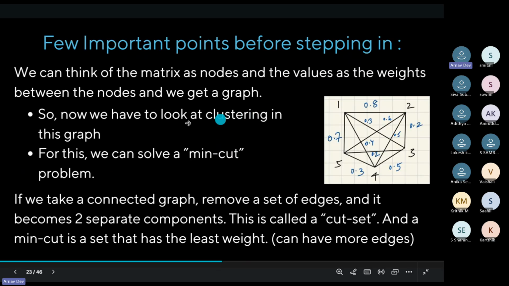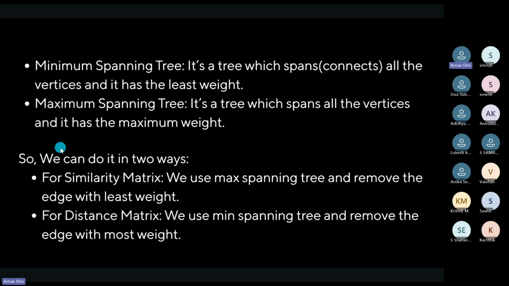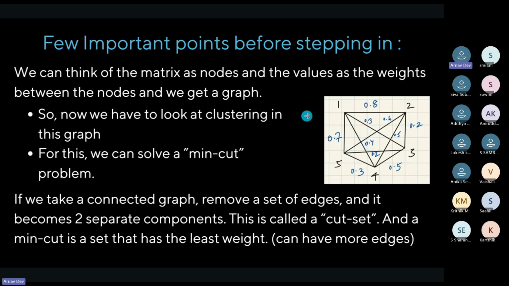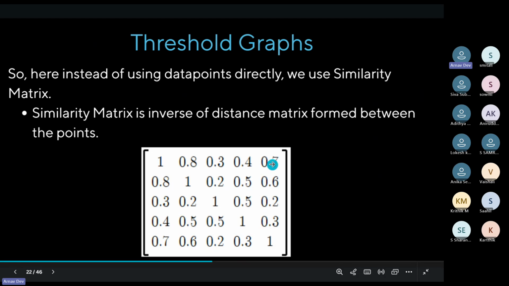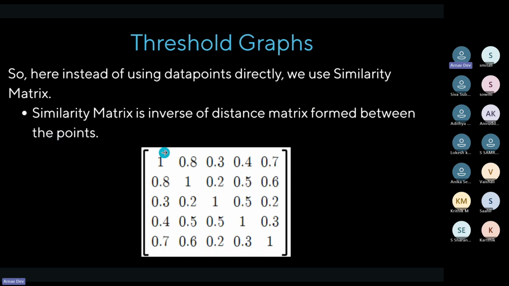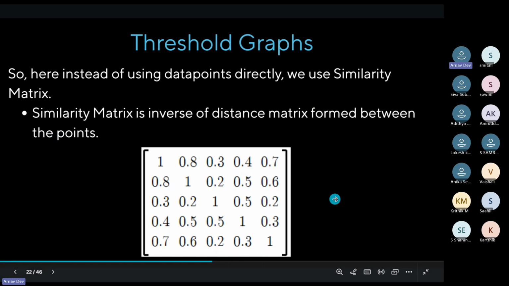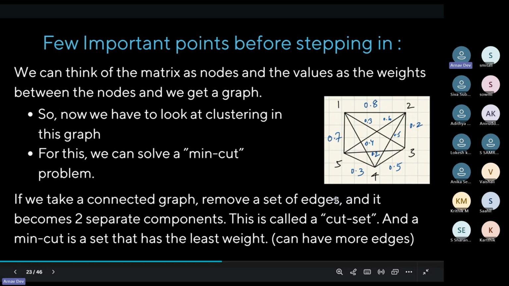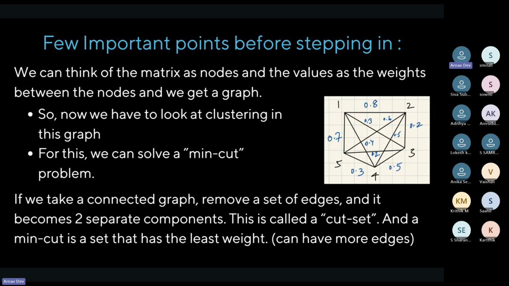Before stepping into the threshold graphs, we need to understand a few points. This is a matrix, but we need to proceed forward using a graph. Let me explain what this is. As you can see, these are some values. Instead of taking it as a matrix, we can think of it as nodes, and the values like 0.8, 0.3 as the weights between the nodes.